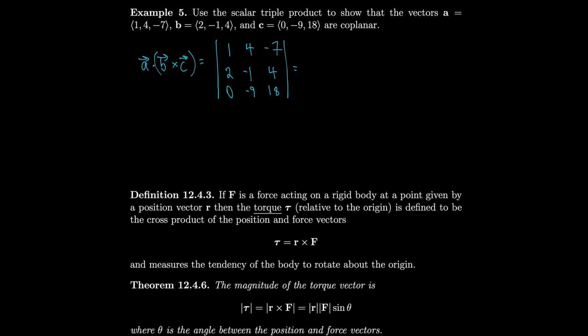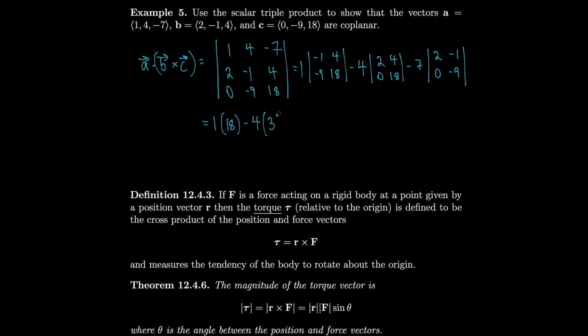So this just equals 1 times the determinant of minus 1, 4, minus 9, 18, minus, because we still have a minus in the middle, 4 times the determinant of 2, 4, 0, 18, and then minus 7 times the determinant of 2, minus 1, 0, minus 9. So that just equals 1 times 18 minus 4 times 36 minus 7 times minus 18, which is 0.